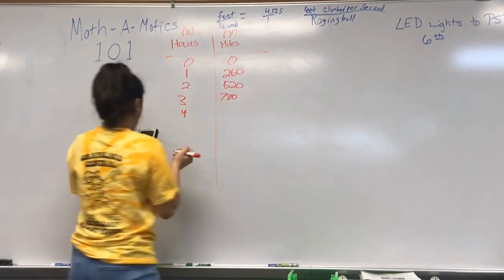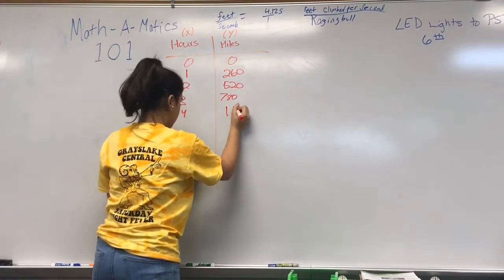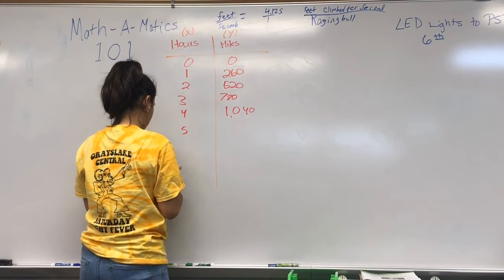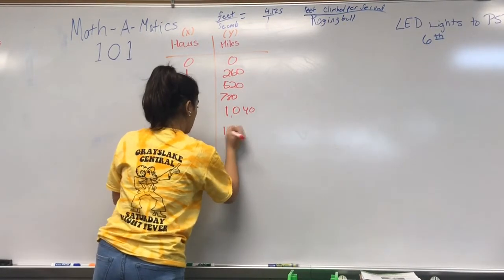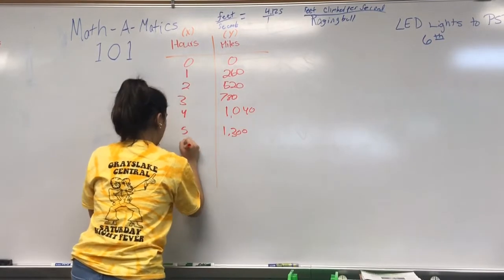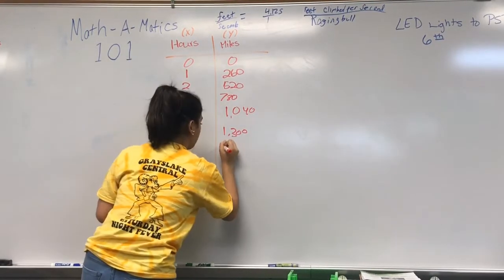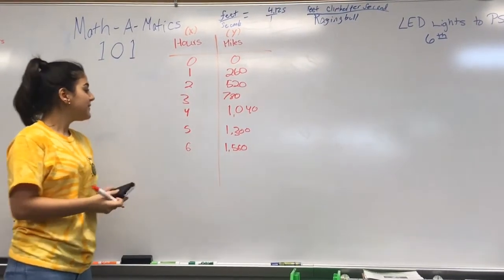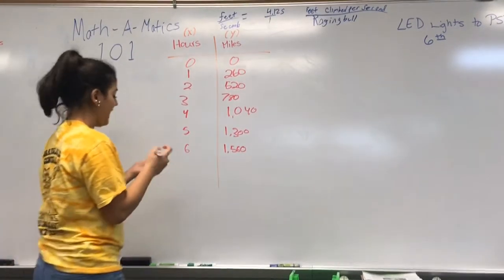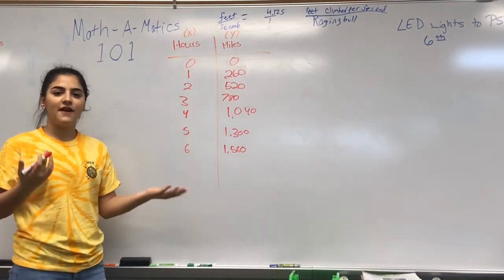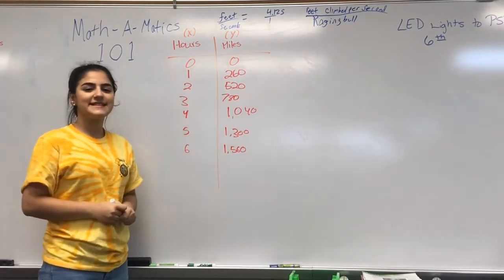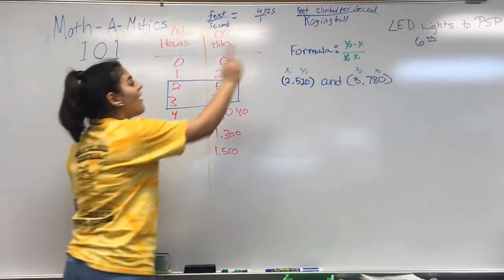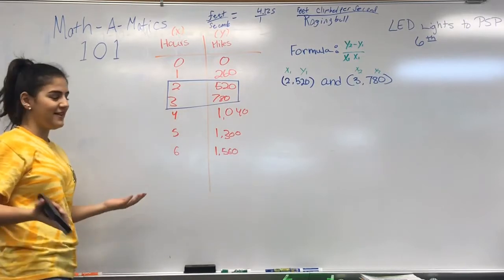4 hours will be 1,040 miles. 5 hours will be 1,300, and our final 6 hours will be 1,560 miles. So this will be our table, and our table will also help us find the formula. That's it. So now we can find the slope. Our formula will help us find the slope.